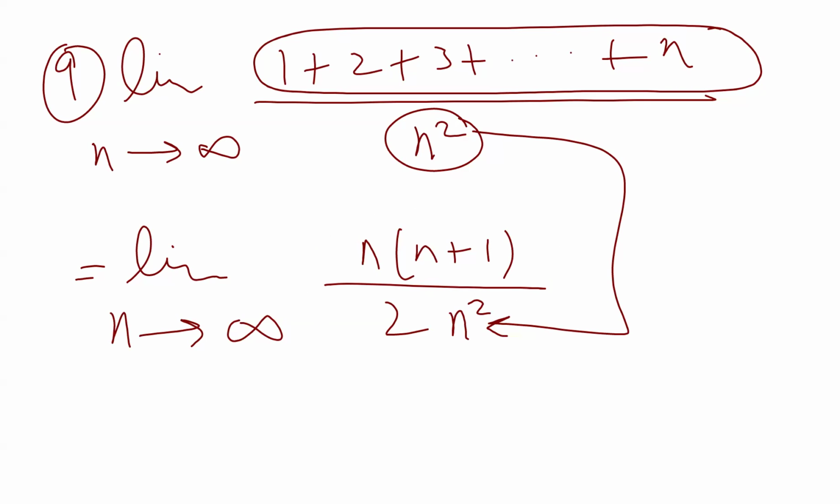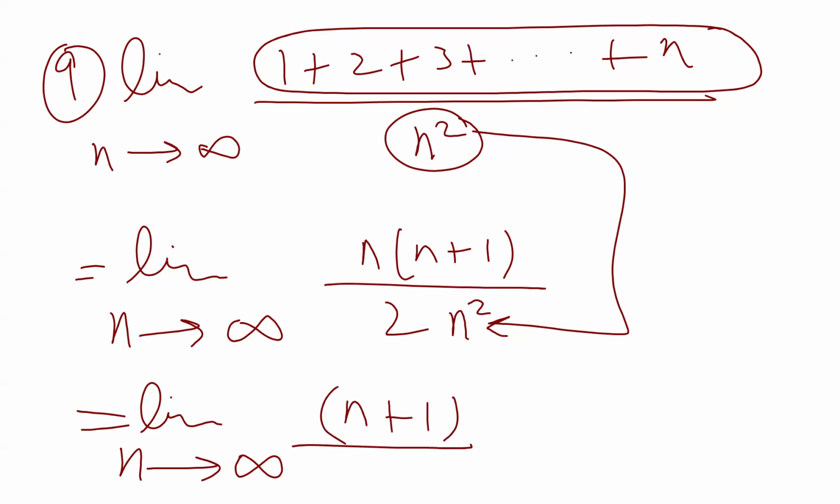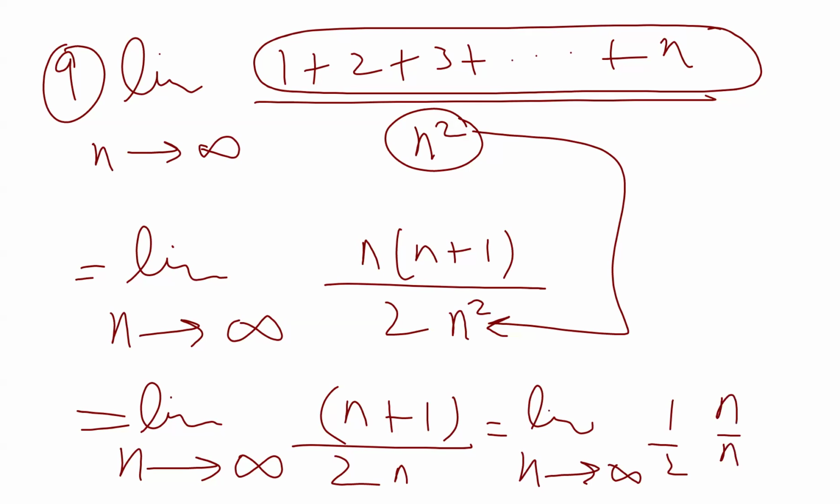So this will be limit n approaching infinity. This n and n will go, so it will be n plus 1 upon 2n. Limit n approaching infinity, 1 by 2. Take that n within the round bracket and split it. So this will be 1 plus 1 upon n. Now put the value of n as infinity.